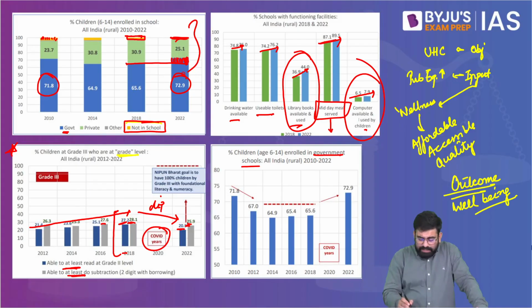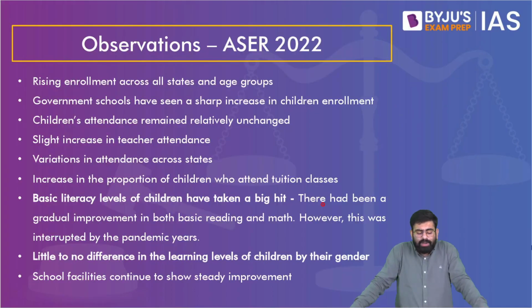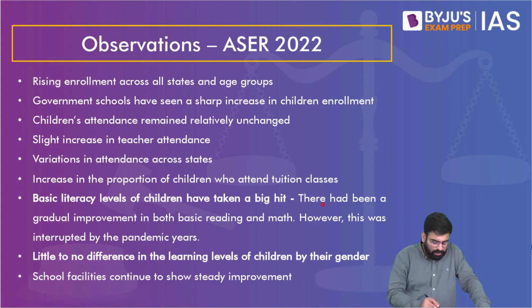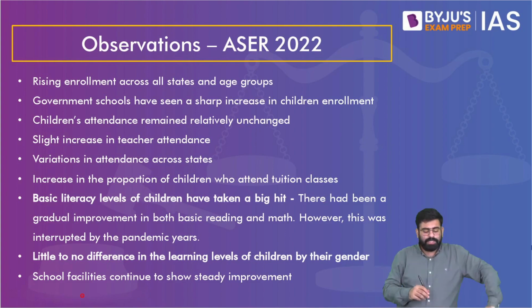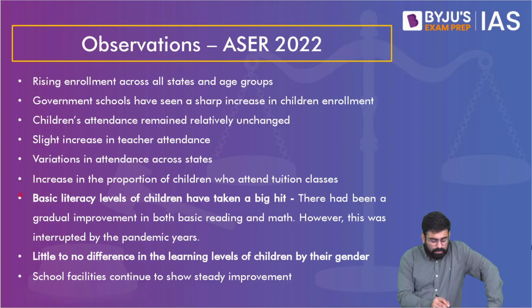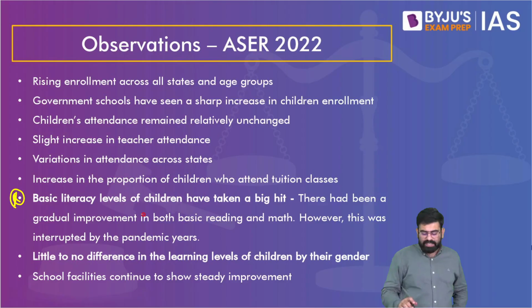Okay, so this is the number of children who have enrolled in government schools. Now let's look at a few other observations from your ASER survey report, or annual status of education report. This is important: I have already highlighted that basic literacy levels of children have taken a big hit. It was increasing for the previous years, but now it has taken a hit. They are going down.